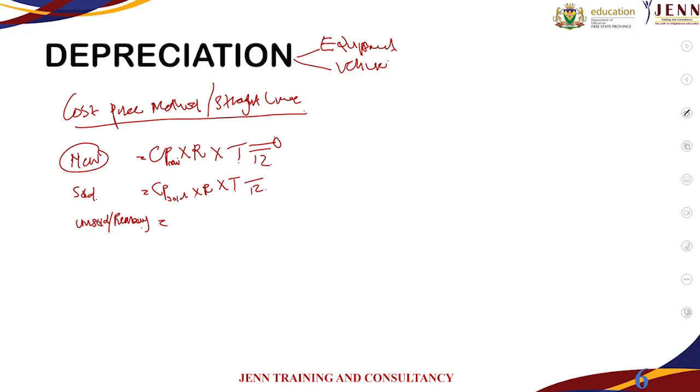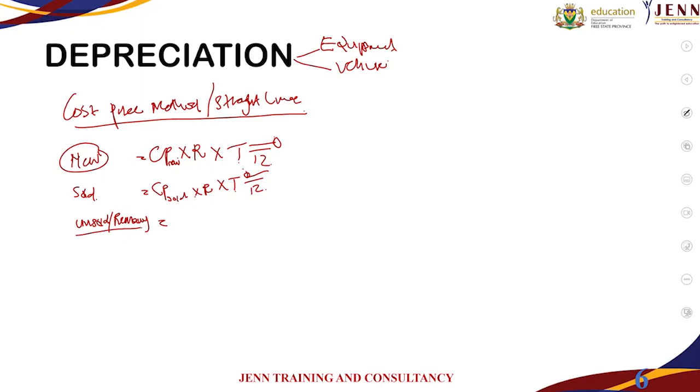It's over 12. But here, because now we are calculating the sold one, it means at the end of the year, we're no longer having that vehicle. So now we are going to count going inside from the day of the sold coming back to the beginning of the year, right? And then now we are going to have the unsold or remaining.